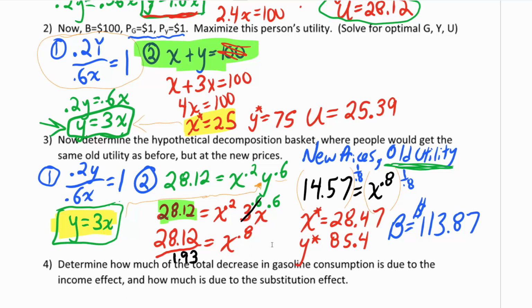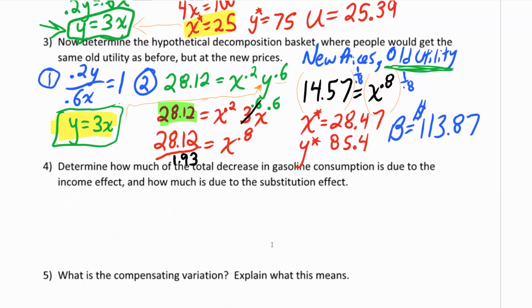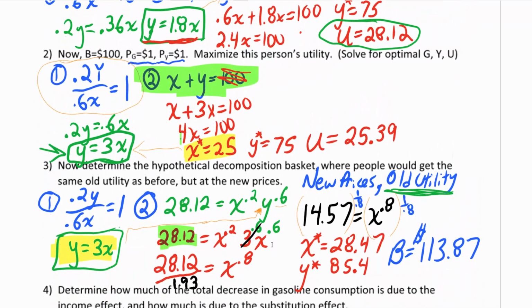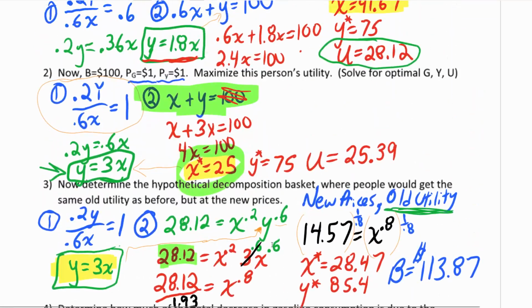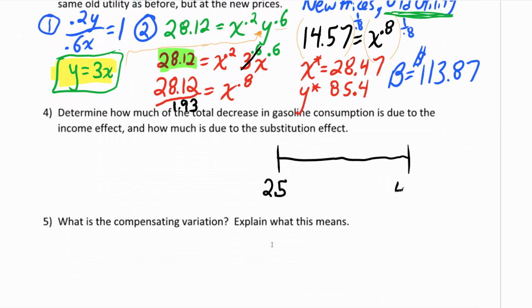Okay, so now let's figure out substitution and income effects. I always find a little visual way is the best way to start, and then break them apart. We'll graph all of this in a minute. So let's put the low value of x in this situation on the left. The lowest was this 25, so let's write that on the left side. And the high value for x we had was this 41.67. That was before the price went up. And then we have this intermediate hypothetical solution in the middle.